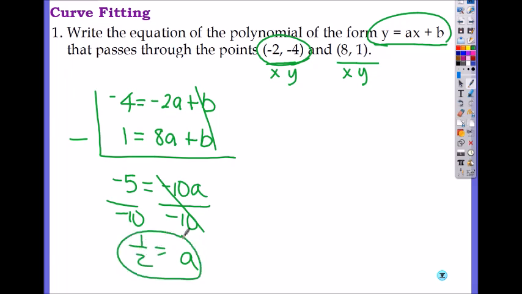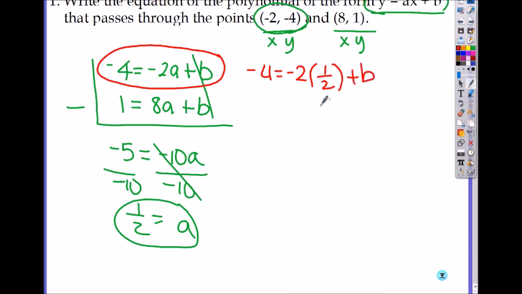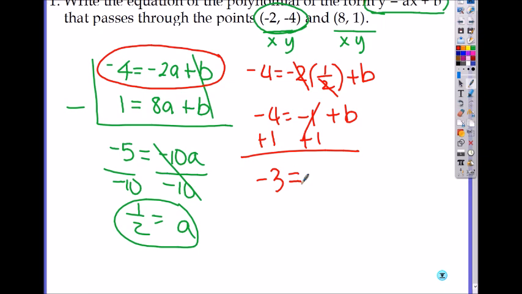Now what do you do to find b? Plug it in to one of the equations. Which one do you want to plug it into? Doesn't really matter, right? But let's plug into this. So -4 equals -2 times a, which is half, plus b. So -4 equals -1 plus b. The 2's are canceled out. So now you add 1. So -3 equals b.